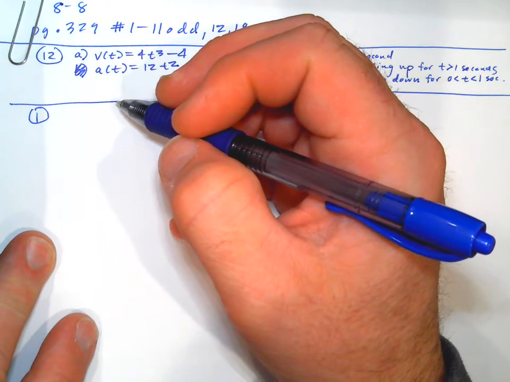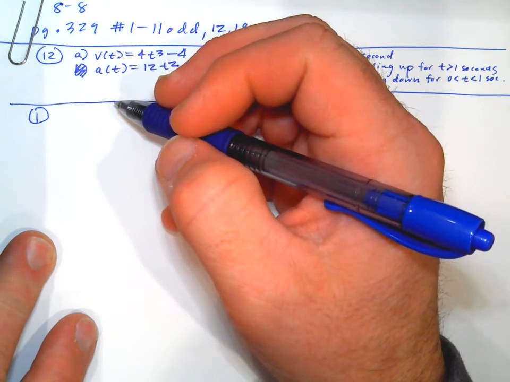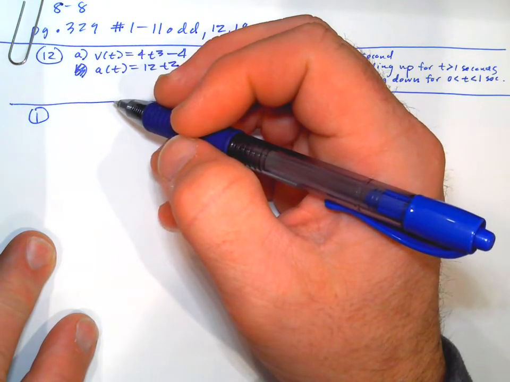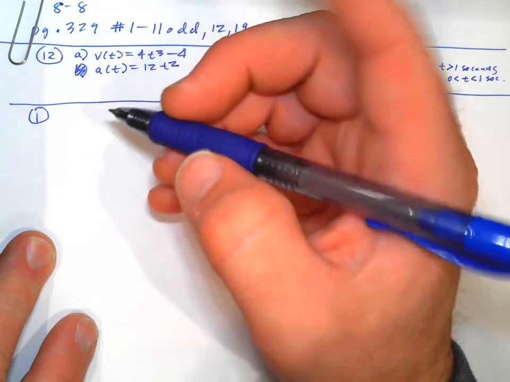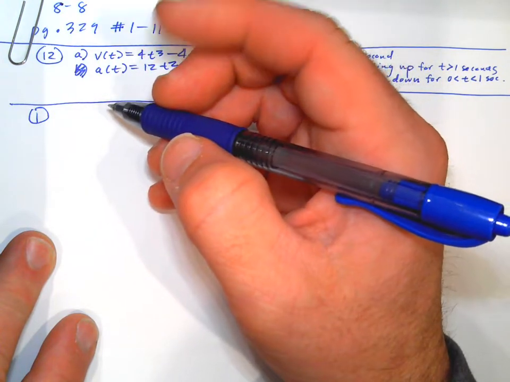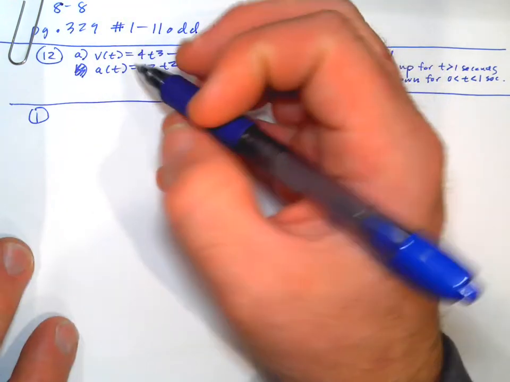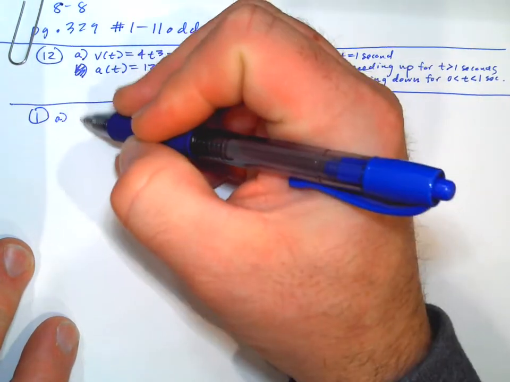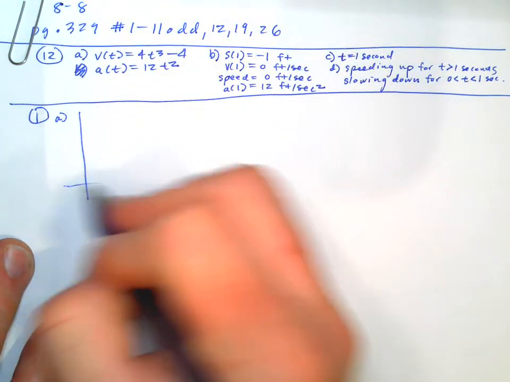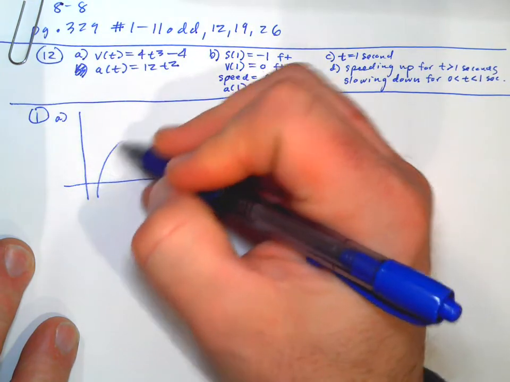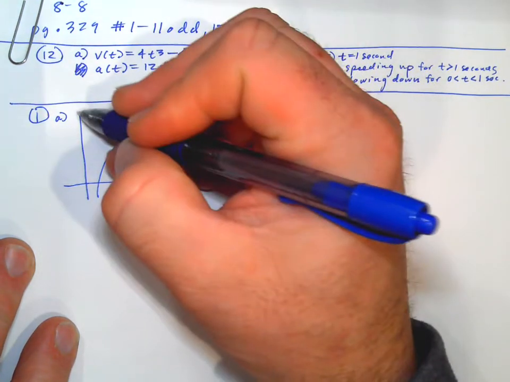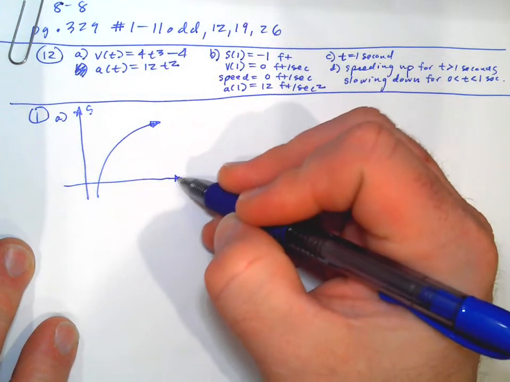The graphs of 3 position functions are shown in the accompanying figure. In each case, determine the signs of velocity and acceleration, then determine whether the particle is speeding up or slowing down. So A, the picture looks like this. They're pretty simple pictures. It looks like that. And this is a position versus time curve.